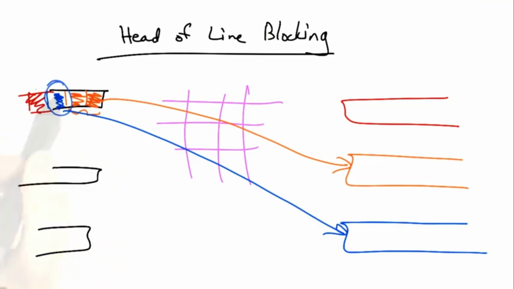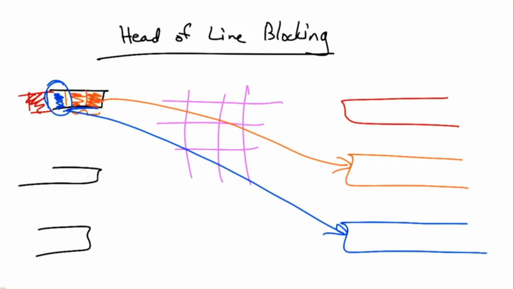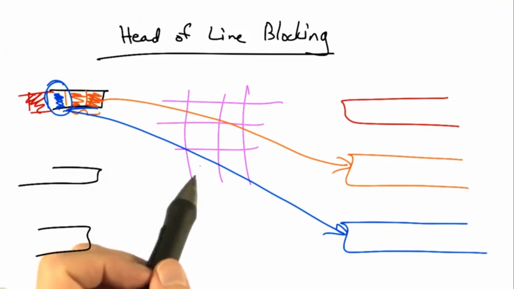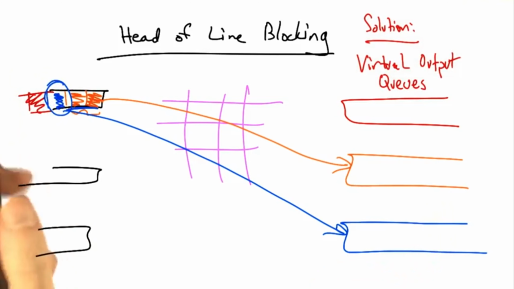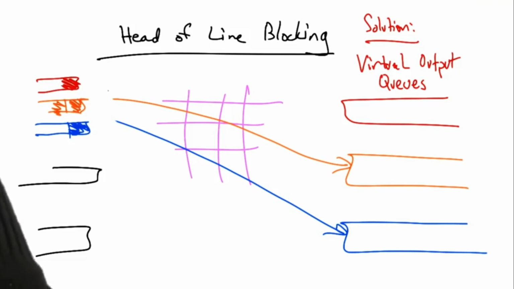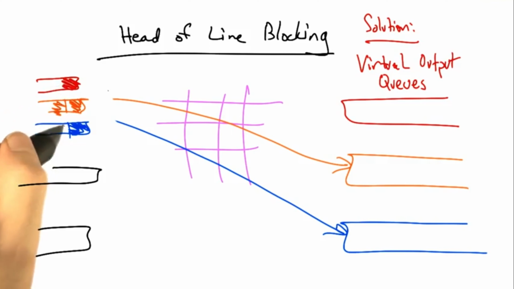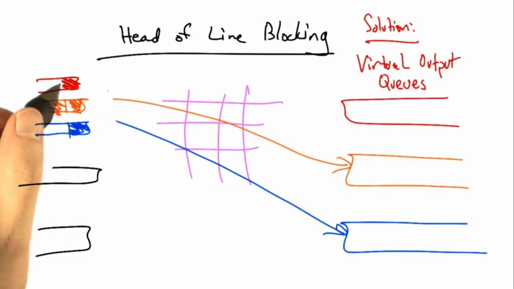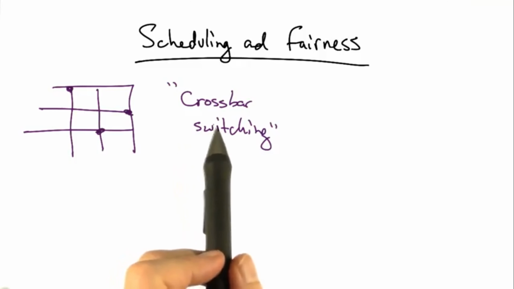What we'd like to be able to do is perform matchings to allow these packets to be sent to the output ports and not have to wait for the entire queue to be drained of packets destined for the orange output port. A solution is to create virtual output queues, where instead of having a single queue at the input, we have one queue per output port. This prevents packets at the front of the queue that are destined for a particular output port from blocking packets that could otherwise be matched to other output queues in earlier time slots. Let's now talk about scheduling and fairness.